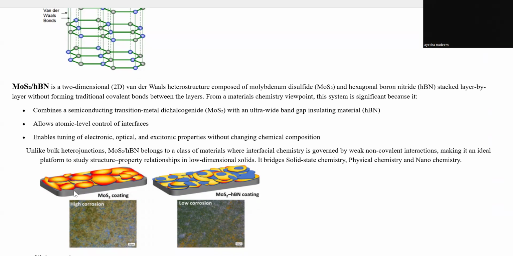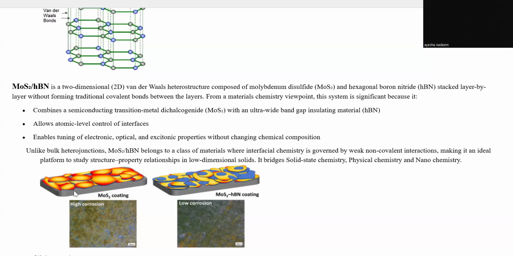From a materials chemistry point of view, this system is significant because it combines a semiconducting transition metal dichalcogenide. Chalcogenides are actually the elements of group 16, which includes oxygen, sulfur, selenium, tellurium, polonium. These are all ore forming, and the word chalcos is derived from the Greek language, and they have 6 valence electrons. And hexagonal boron nitride is an ultra-wide band gap insulating material, and it allows atomic level control of interfaces and enables tuning of electronic, optical, and excitonic properties without changing chemical composition.